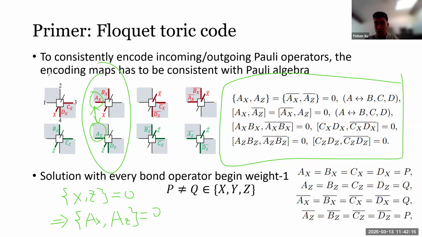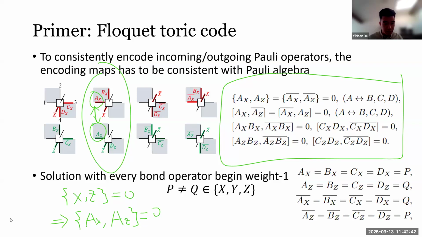So we look for a solution of all these equations, and we look for a solution that is as simple as possible. What we find is that A, B, C, D can equal the same Pauli operator, and also for Z. So the solution is parameterized by P and Q, which are each X, Y, or Z.